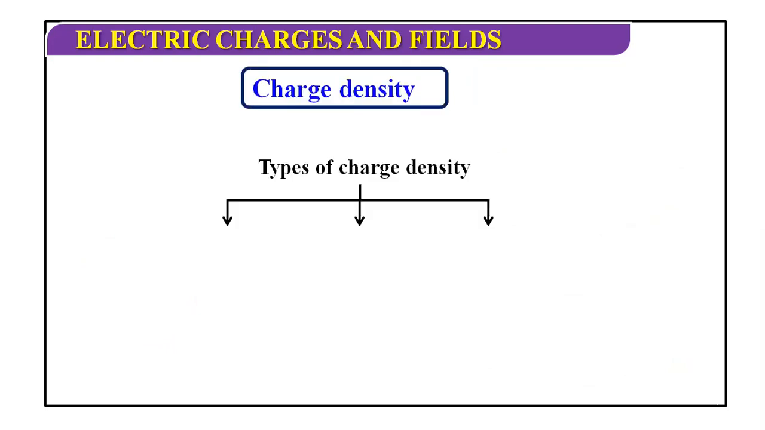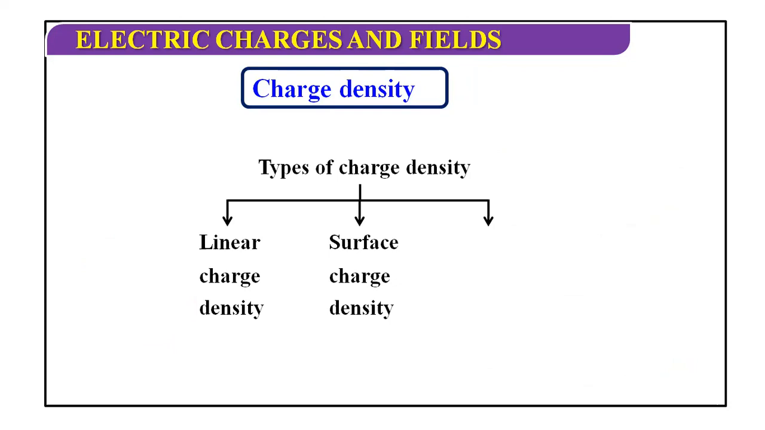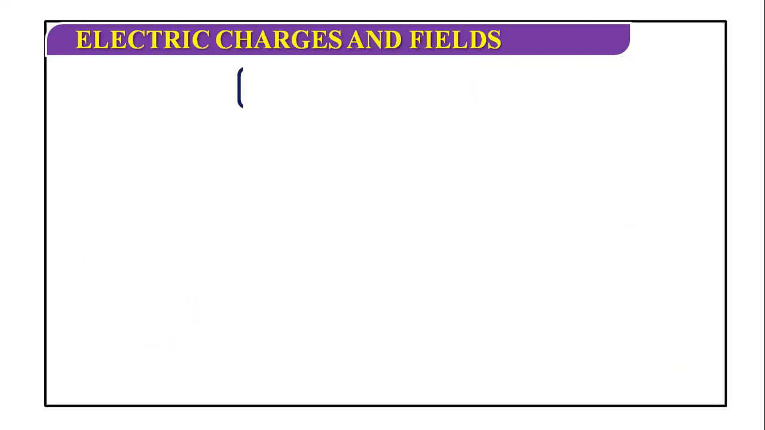Now types of charge density. The first is called the linear charge density. Second is surface charge density. And third is volume charge density. So linear charge density means when the charge is distributed over a line. Surface charge density when the charge is distributed over a surface. And volume charge density when the charge is distributed over a volume. So let us study all these charge densities one by one.